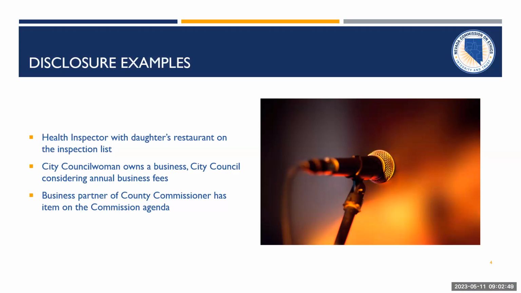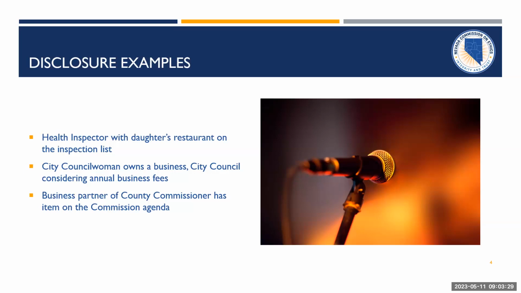So let me give you some examples. If you're a health inspector and you get your inspection list and your daughter's restaurant is on that list, the ethics law requires you to disclose before you go out on that inspection. Your daughter is someone you have a commitment in a private capacity to under the law, and a reasonable person might think you would inspect your daughter's restaurant differently than the general public, so you need to make that disclosure. In that case, you would make that disclosure to your agency head, whoever is in charge of the health inspectors, so that they can make a decision on what to do going forward.